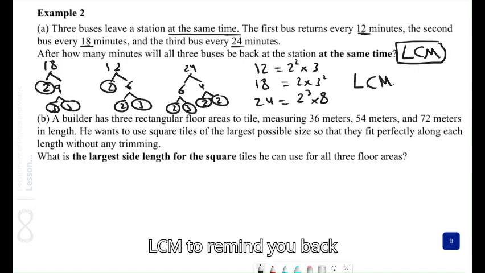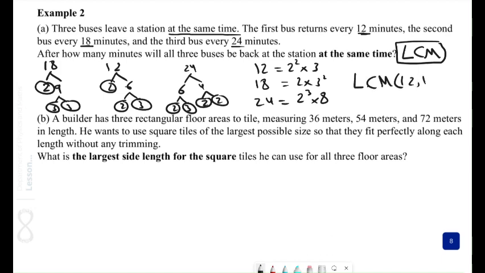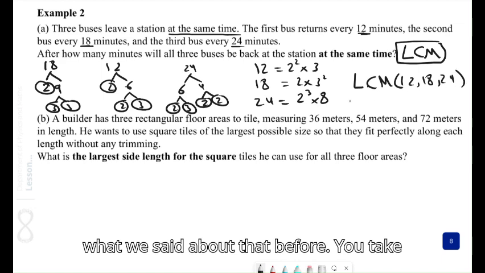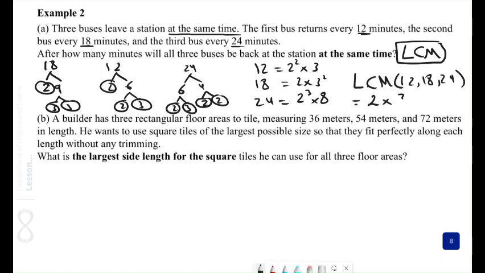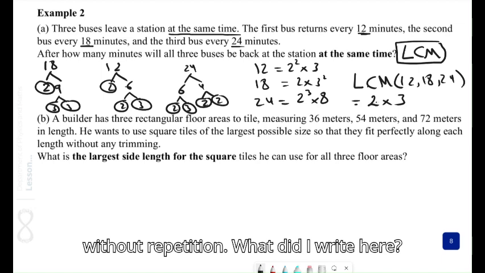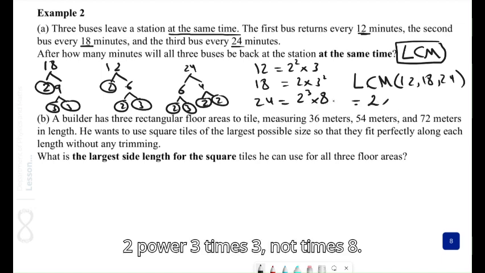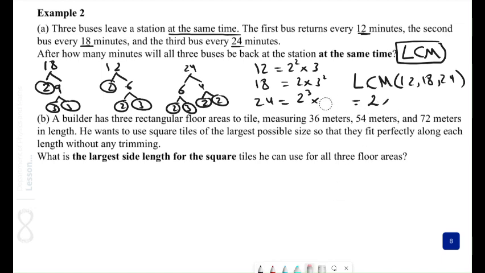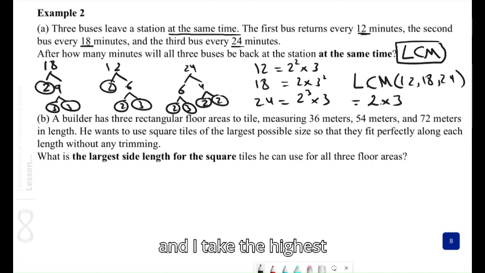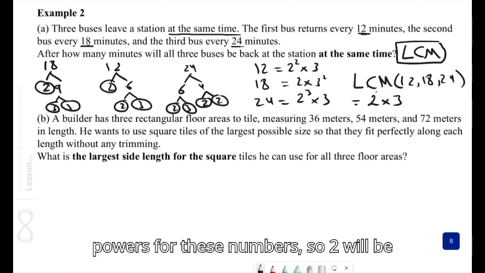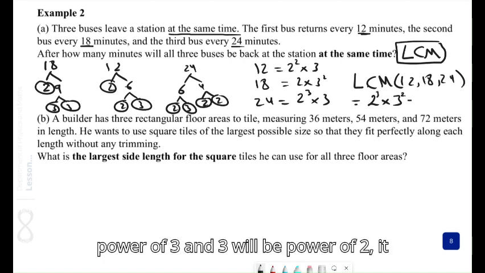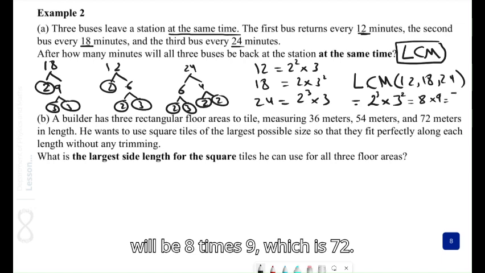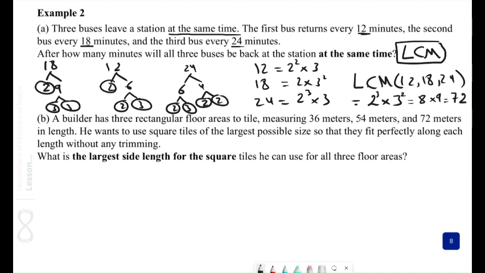I am getting the LCM. To remind you of what we said about that before, you take everything you see without repetition. What did I write here? 2 power 3 times 3, not times 8. So this is 3. 2 times 3, and I take the highest powers for these numbers. So 2 will be power 3 and 3 will be power 2. It will be 8 times 9, which is 72.